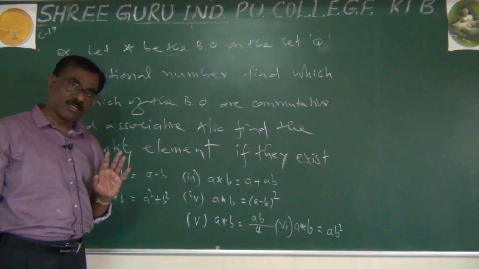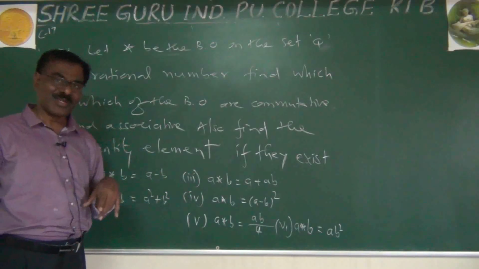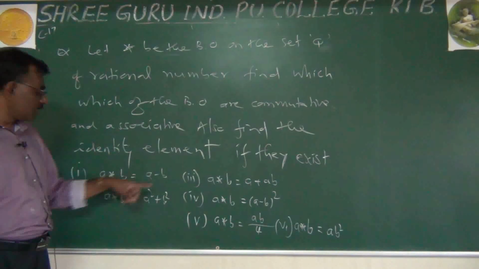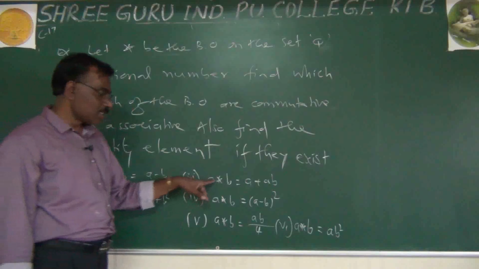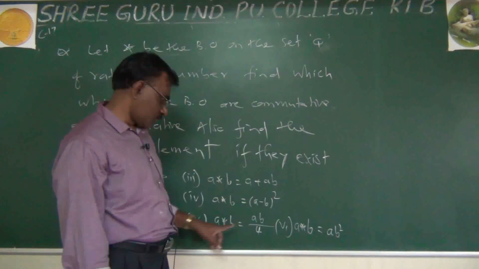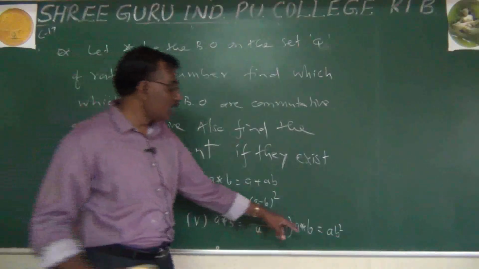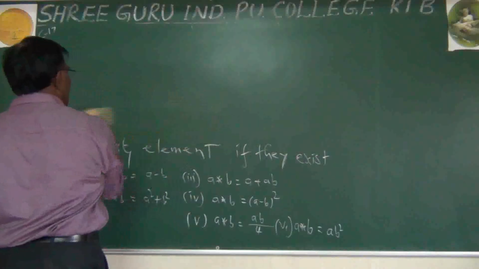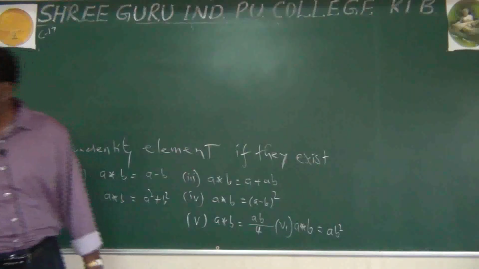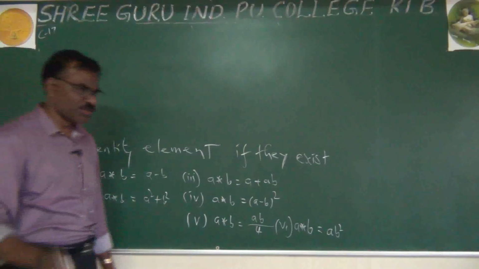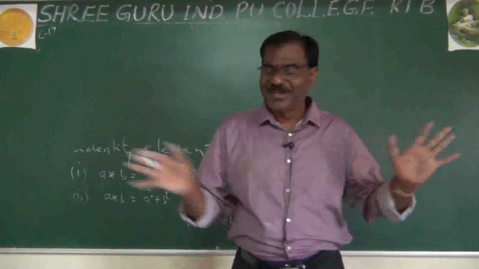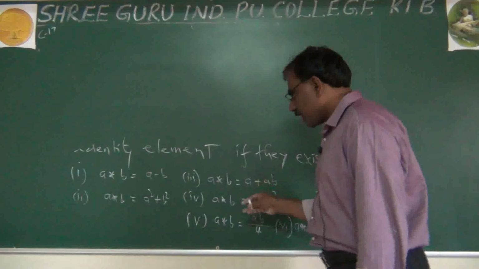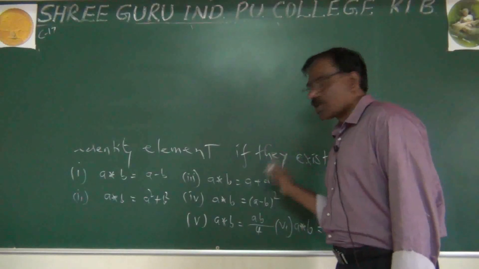How many problems are there? It is not multiple choice; six problems are given. A star B equals A minus B, A star B equals A square plus B square, A star B equals A plus AB, A star B equals (A minus B) square, A star B equals AB by 4, and the last one. I'll explain identity only. Commutative and associative are not difficult; you should try to check whether it is associative or commutative.